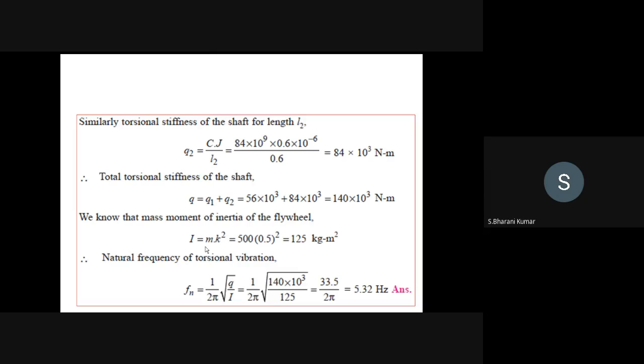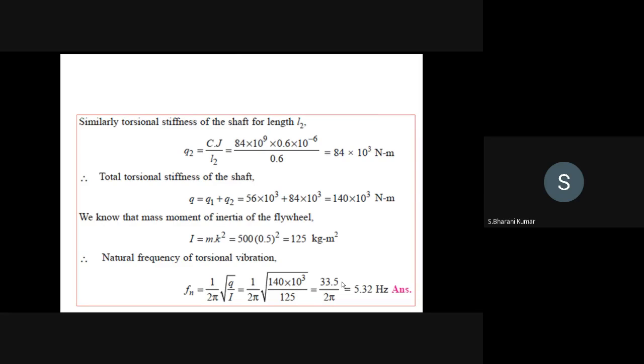And I equal to m k square. So 500 into 0.5 square, that is 125. So frequency equals 1 by 2 pi square root of Q by I. Q is already found, and using this method you get the frequency of 5.32 hertz.